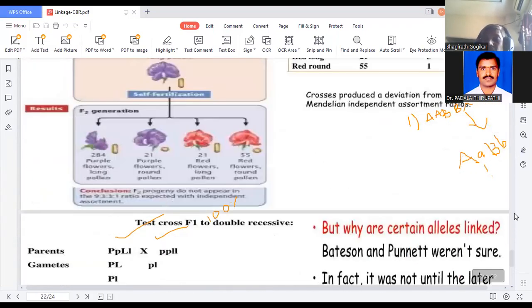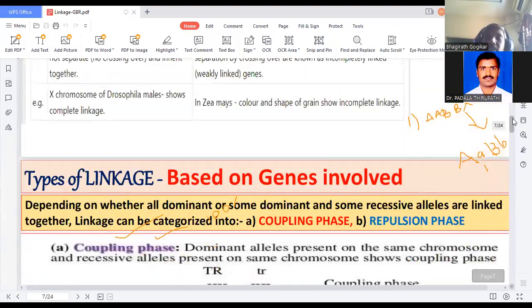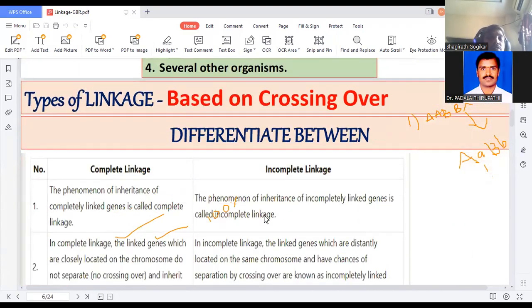No. Complete linkage is nothing but all the characters present in the offspring being similar to the parents. For example, whatever characters are in the parents, we can see the same characters in the offspring. That indicates 100% complete linkage.